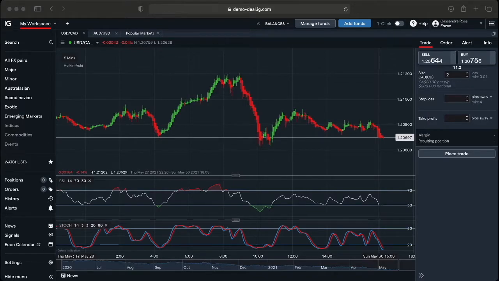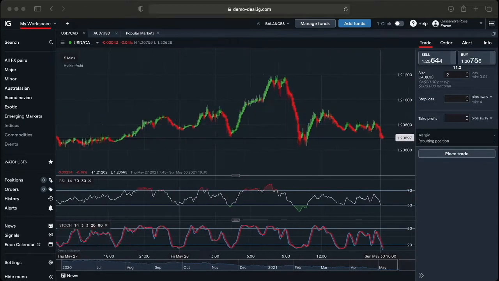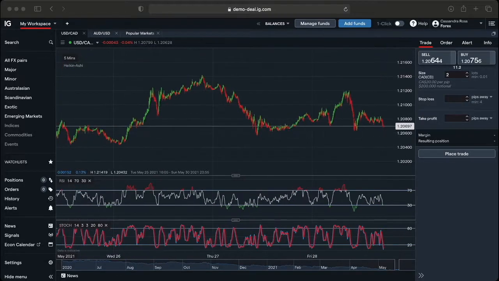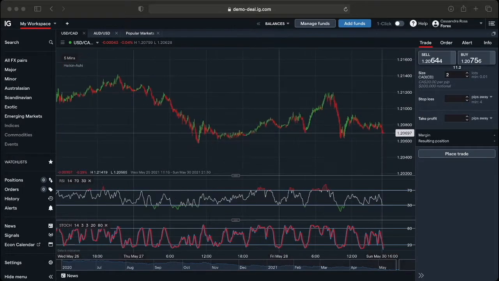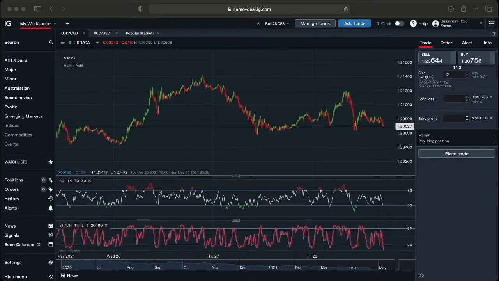All right, so Forex. Forex is the foreign exchange market. What does that mean? Basically, it's a global, decentralized, or over-the-counter market for trading of currencies. The one I have pulled up here is the US dollar against the Canadian dollar. Currently, it's going down. I do have it on 5-minute time frame.